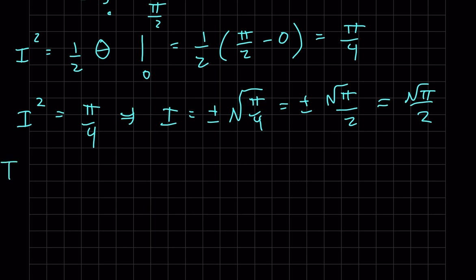So we have I equals the square root of pi over 2, which is our original integral, the integral from 0 to infinity of e raised to the negative x squared power dx. And that is the final result.